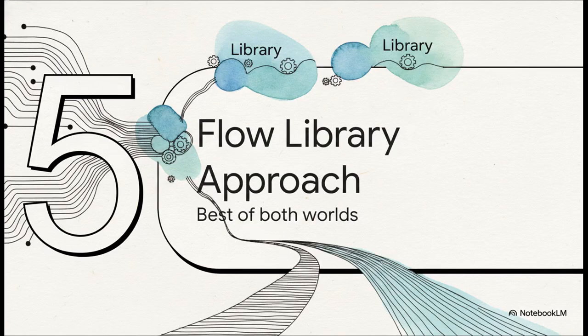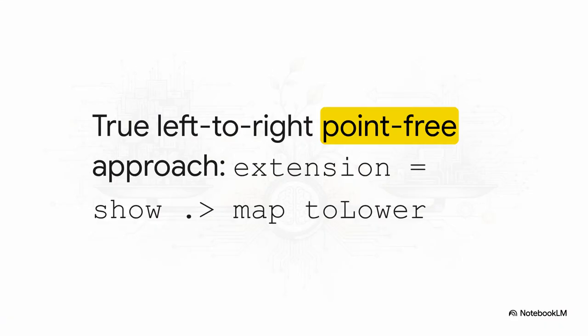Which leads us to our final section, part 5, the Flow library approach. Now, if you're open to using external libraries in your codebase, the Flow library has some fantastic alternatives that give us the best of both worlds. First up, it gives us a true left-to-right point-free approach using this neat dot greater than operator. We can just write extension = show .> map toLower. This keeps the extreme brevity of the original point-free style, since there are no explicit arguments, but it wonderfully corrects the reading direction. It just flows exactly the way you'd expect.